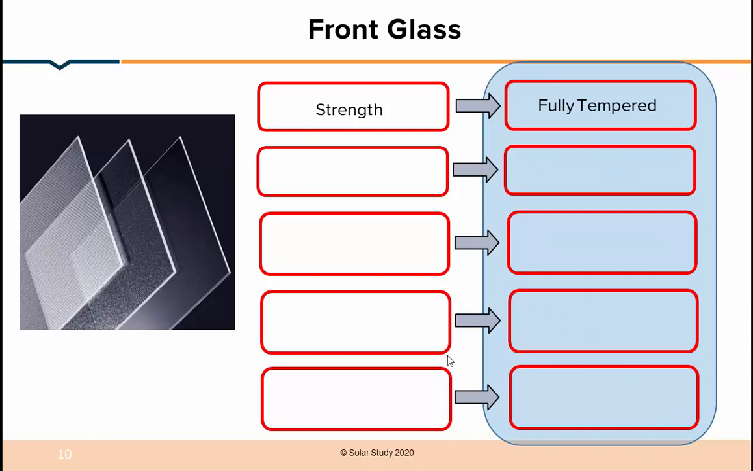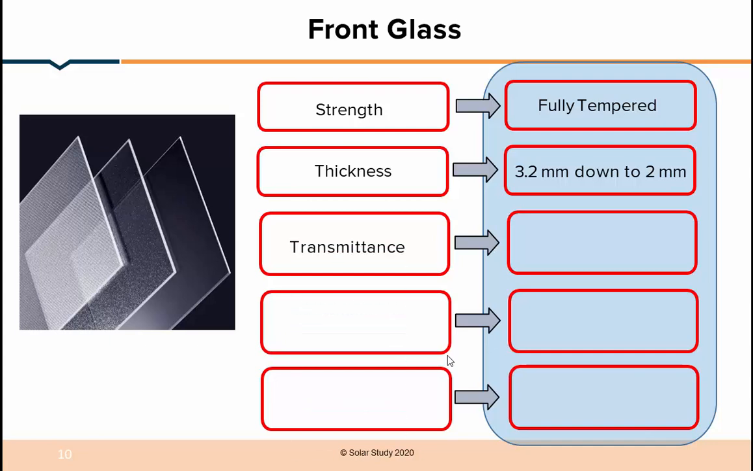Front glass: why is front glass required? First thing, it gives strength to the solar cell. Also it prevents dust. So what is the thickness of this glass? You can see that it is 3.2 mm to 2 mm, that much thickness. Because if we make thicker glass, it is difficult for sun rays to come inside.